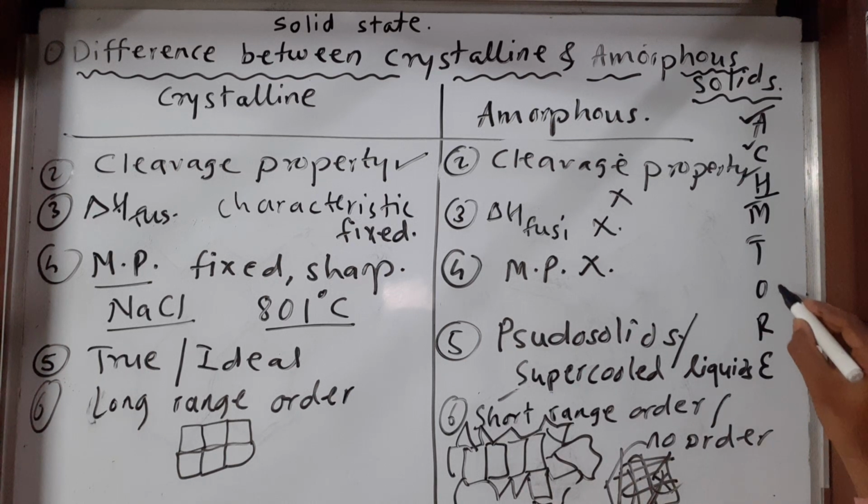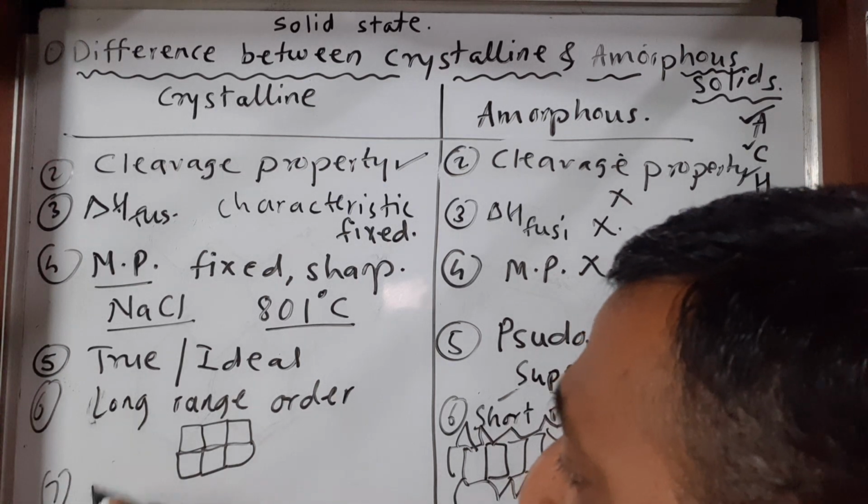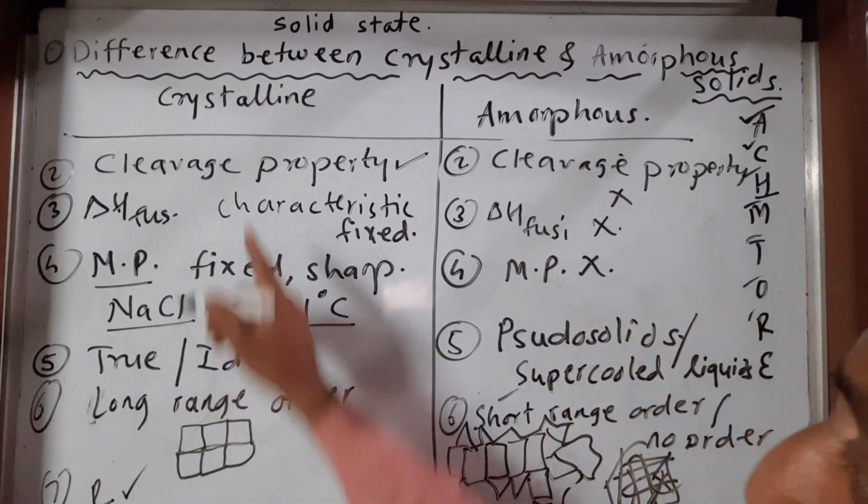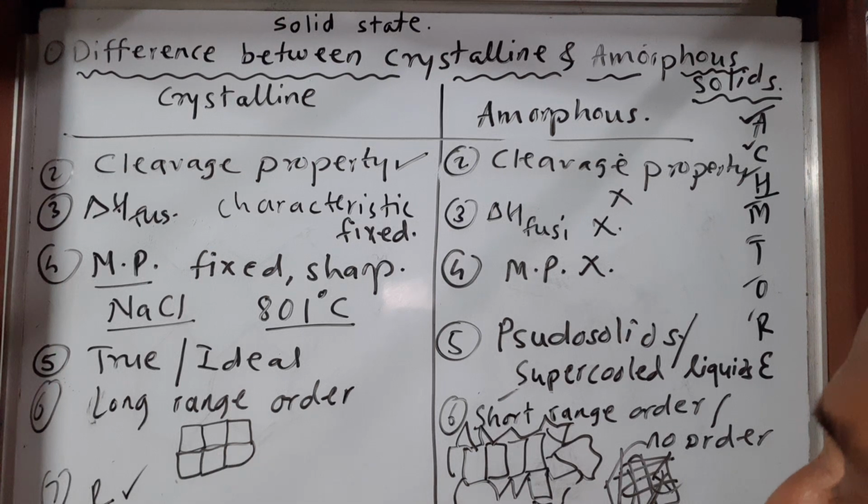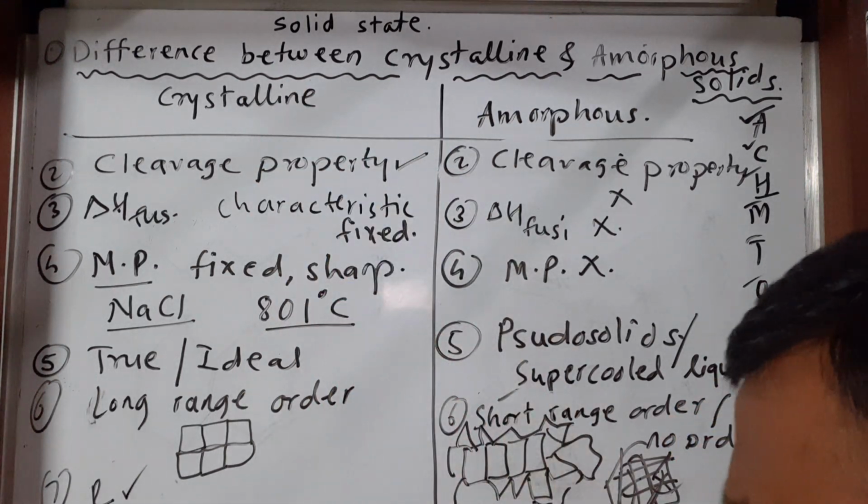Now the next one, the seventh, is the repeating pattern. Yes, a specific repeating pattern is there in crystalline solids, as you are seeing in the example I gave, and in amorphous solids there is generally no repeating pattern. And the last point is examples.